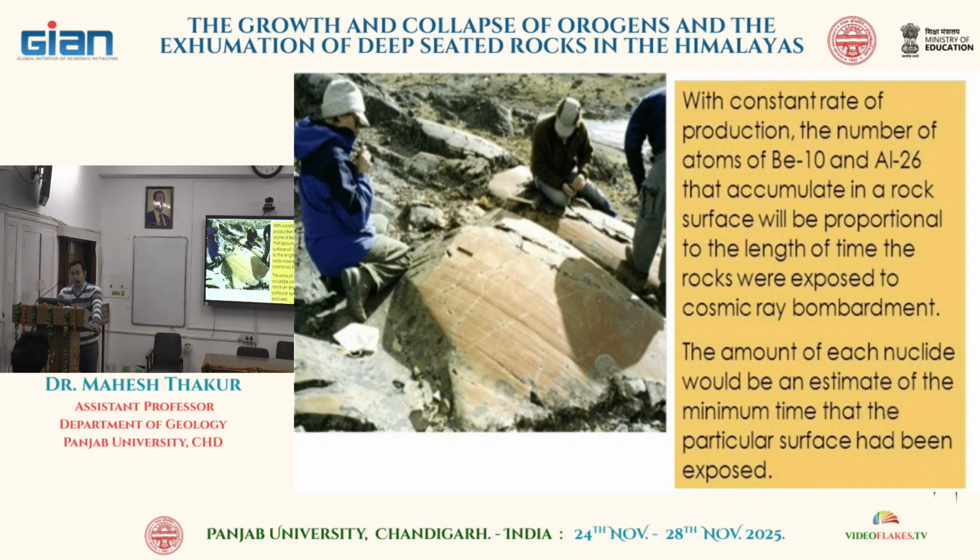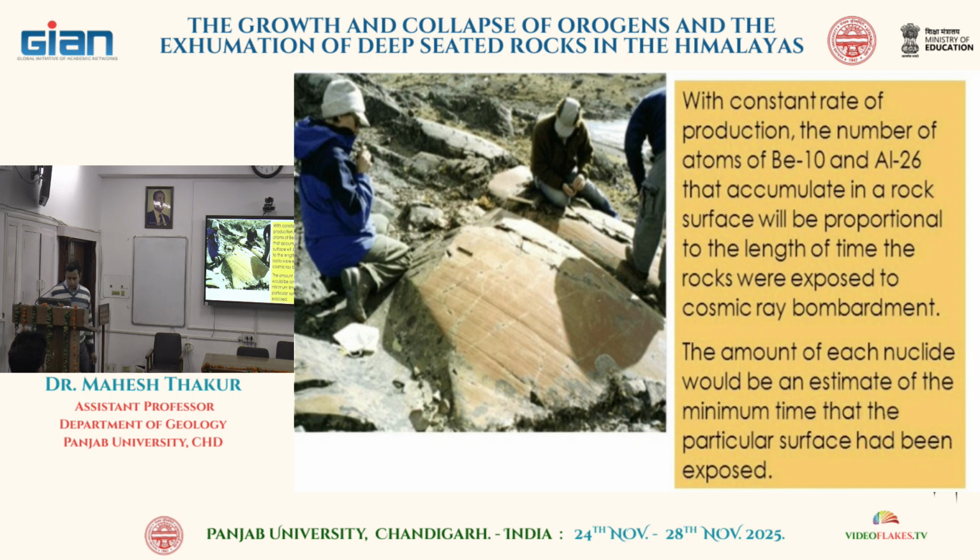At a constant rate of production, the number of atoms of beryllium and aluminum that accumulate in a rock surface will be proportional to the length of time the rock was exposed to cosmic ray bombardment. The amount of each nuclide would give an estimate of the minimum time that the particular surface has been exposed.